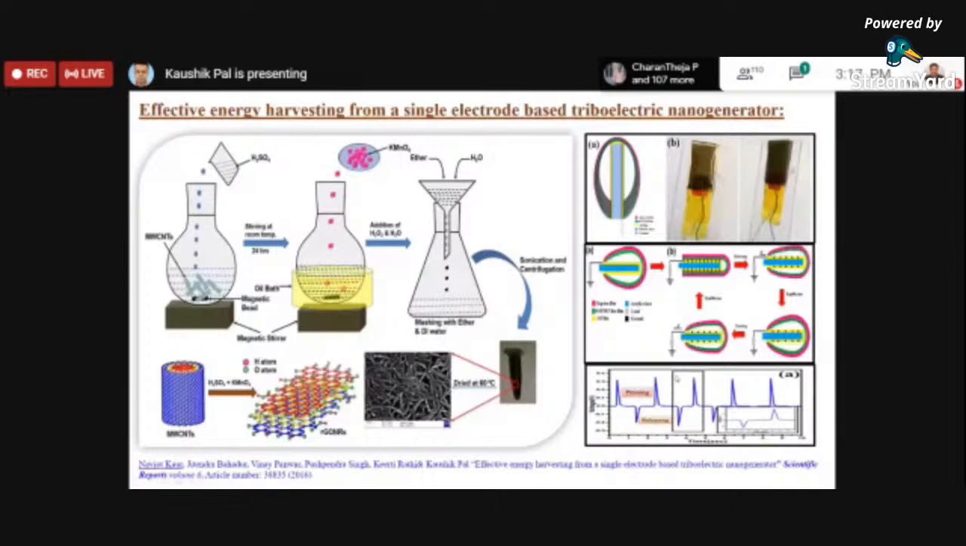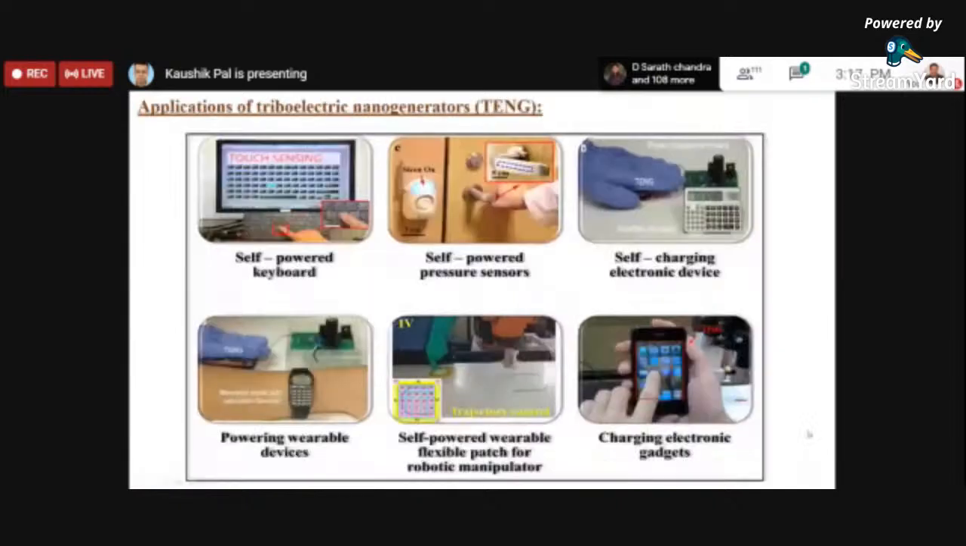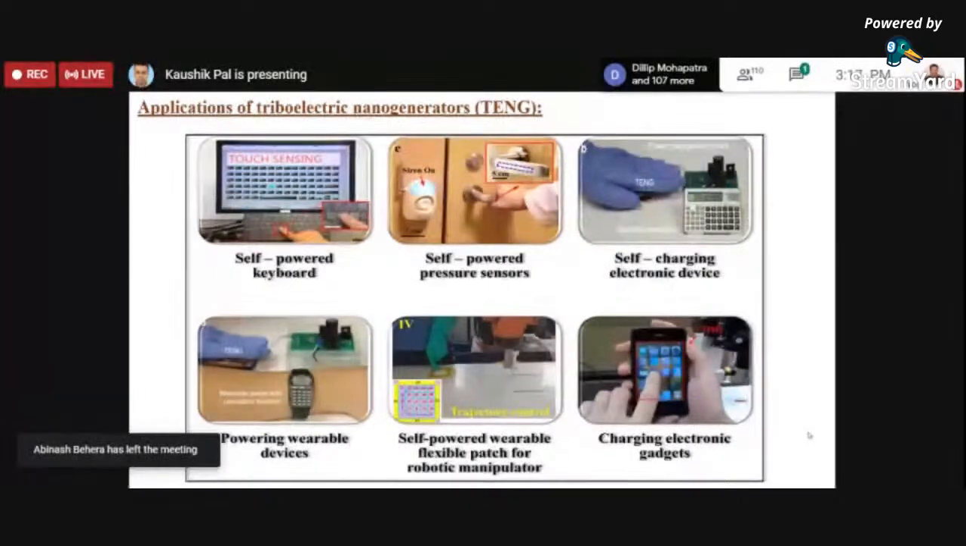So the applications: touch sensing, keyboards, self-powered pressure sensors, door knobs or door handles, calculators, powering wearable devices, self-powered wearable flexible patches for robotic manipulators, and charging electronic gadgets. So in a number of places you can use this kind of energy generation system.